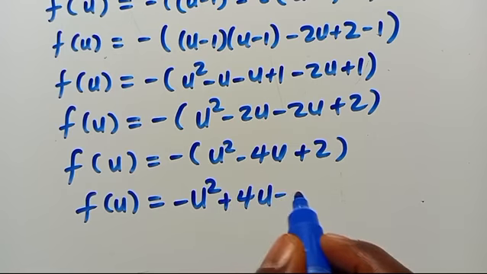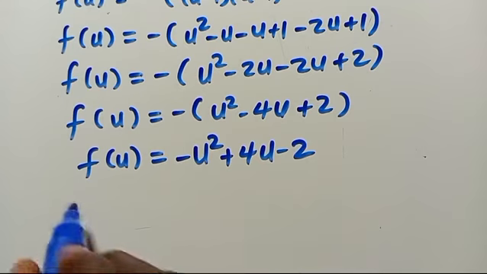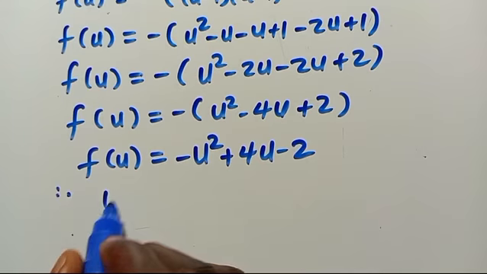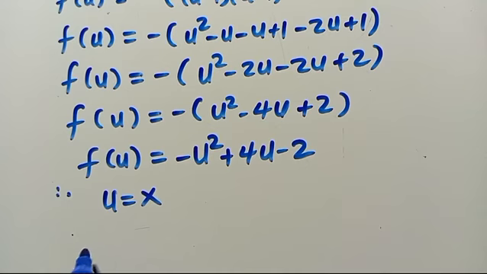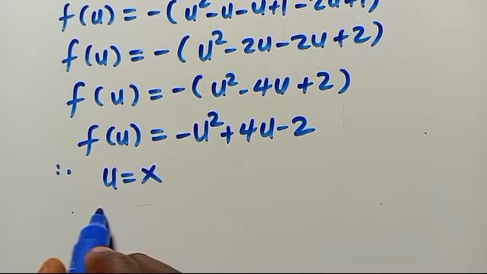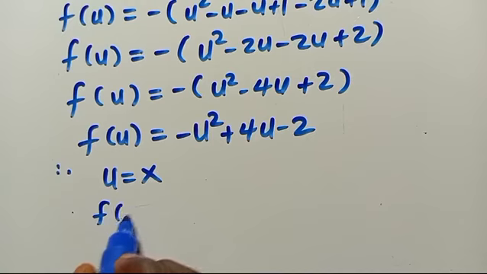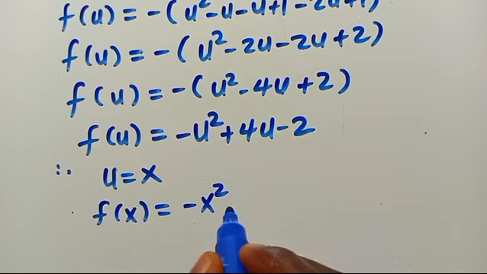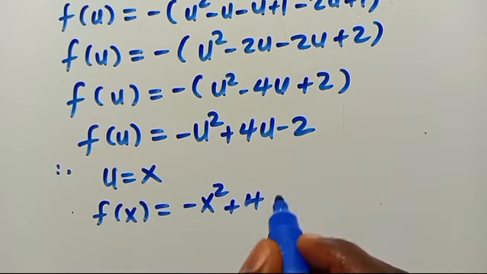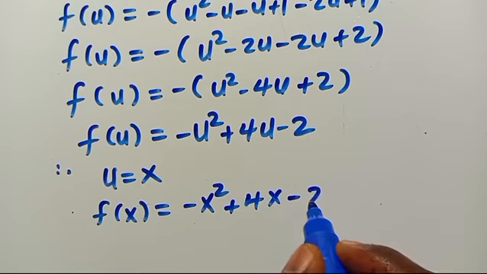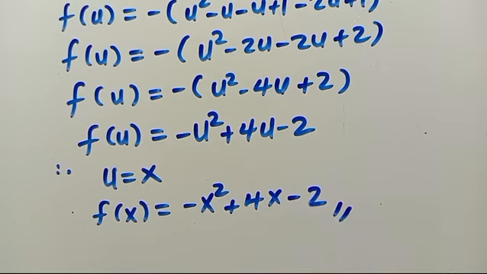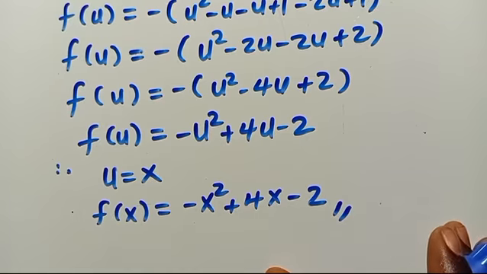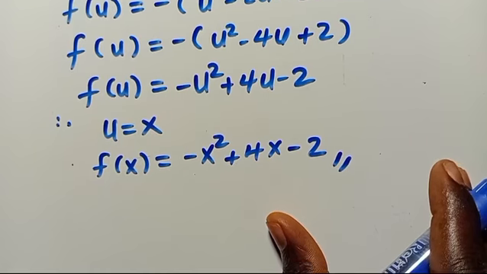So finally, if our u equals x, then we have f of x equals minus x squared plus 4x minus 2. So this is the value of f of x.